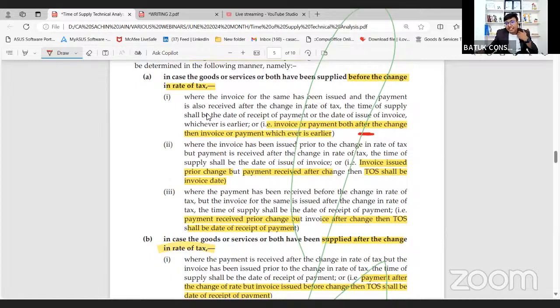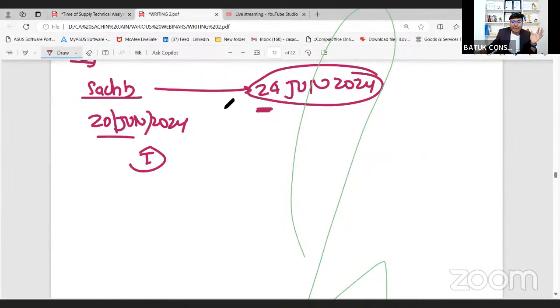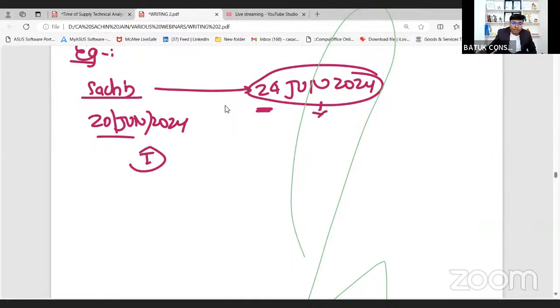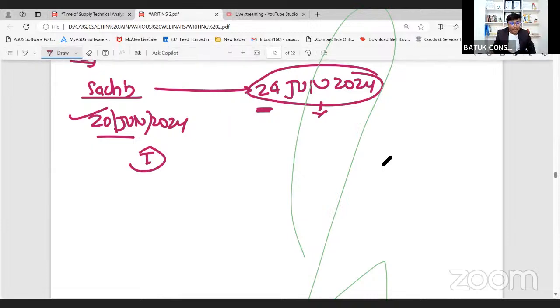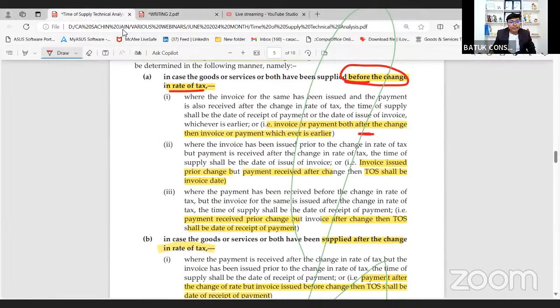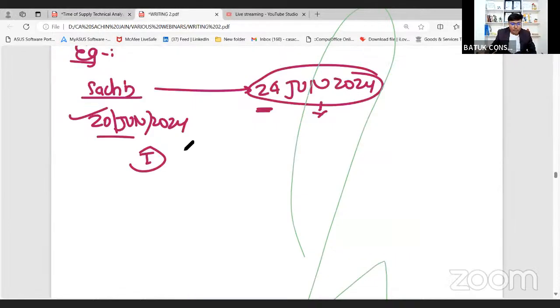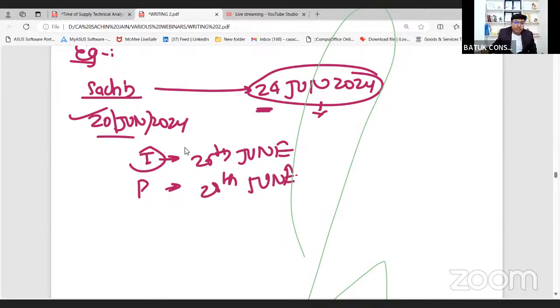In case the goods or services both have been supplied before the change in rate of tax, आपने rate of tax से पहले ही supply कर दिया, that means rate में ही change हुई 24th of June 2024, but I had already made the supply as on 20th of June 2024. Okay. Now what will be the time of supply? Suppose in this specific situation invoice date is 26th of June and payment date is 28th of June. In that case, what will be the time of supply?